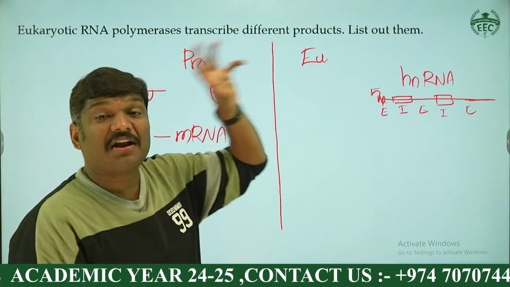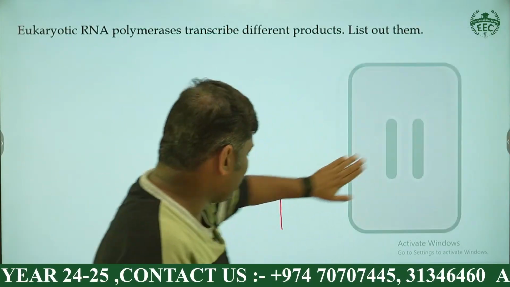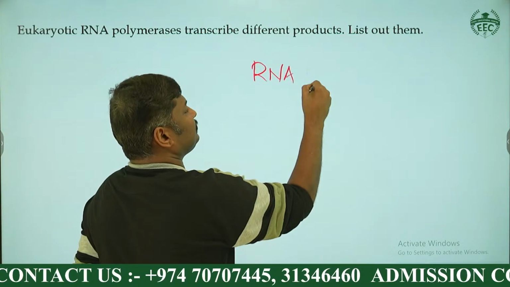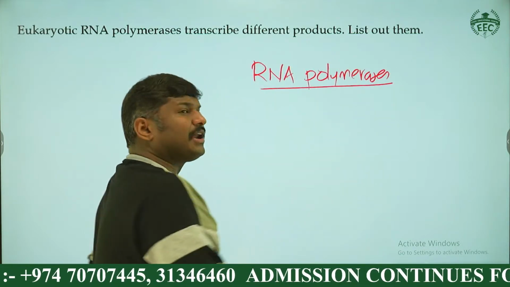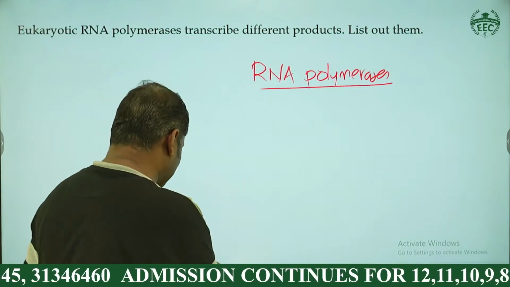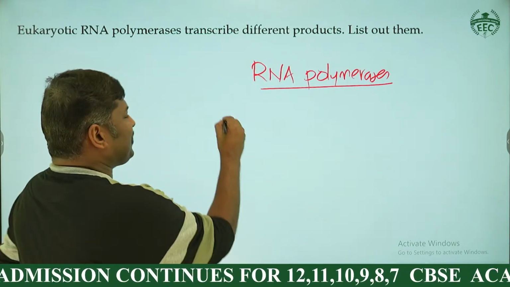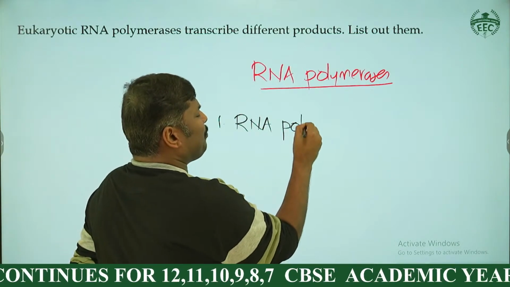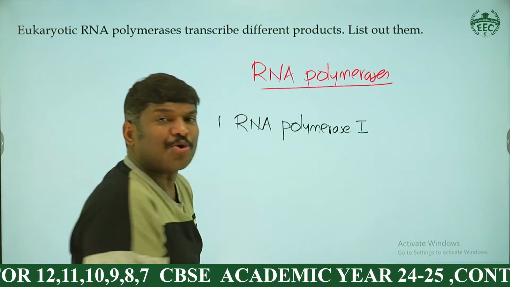Here the question is about RNA polymerase. That is an important topic, my dear students. In eukaryotes, RNA polymerases are of 3 types. You can expect a question from that particular topic. The first one is RNA polymerase 1, in Roman numerals.